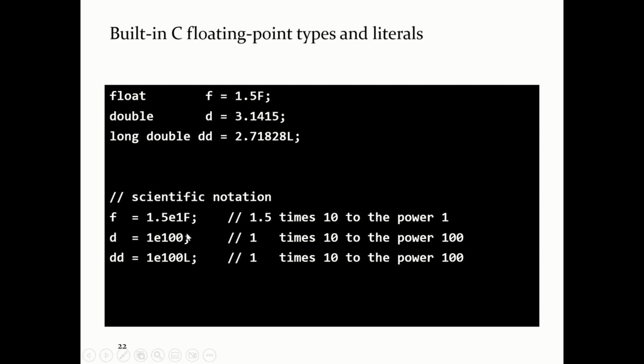Okay, so with scientific notation, you can write down a floating point literal using some decimal number, like 1.5 or 1 or 3.141516, and so on. And then you can use e. So e means times 10 to the power of whatever follows. So that's 1.5 times 10 to the power 1. That's 1 times 10 to the power 100. That's also 1 times 10 to the power 100, right? So there's this thing called scientific notation that can be used to write and print floating point values, right?